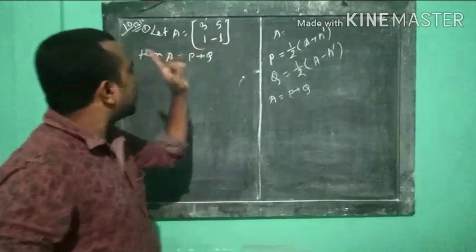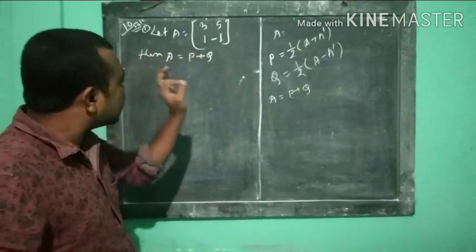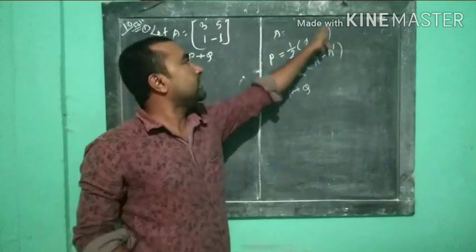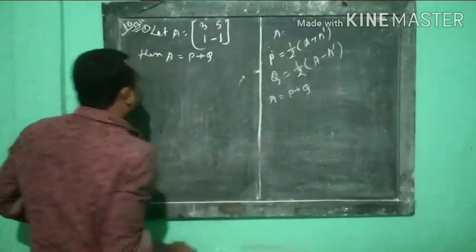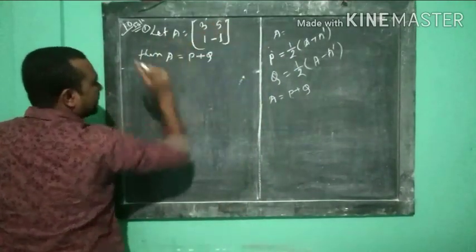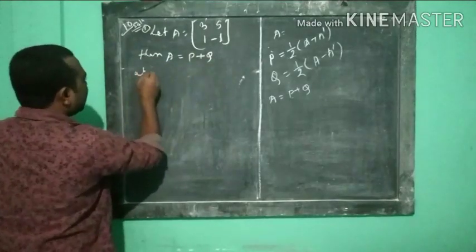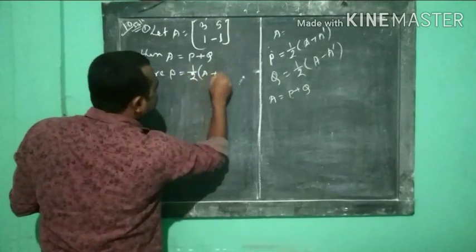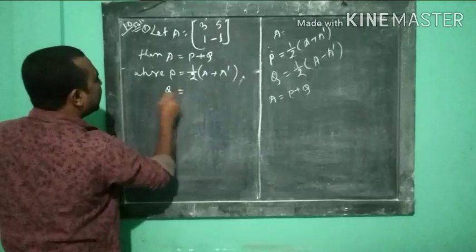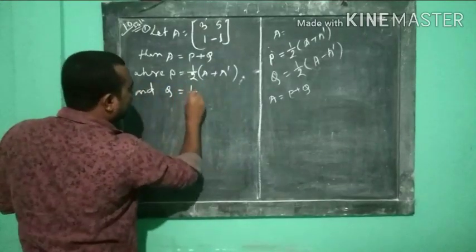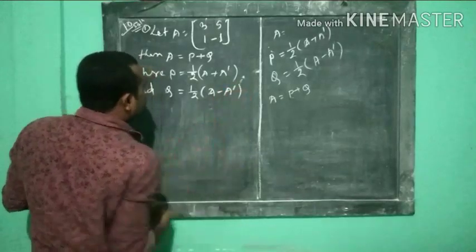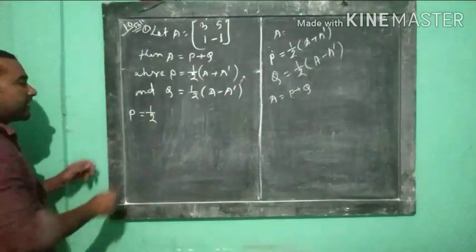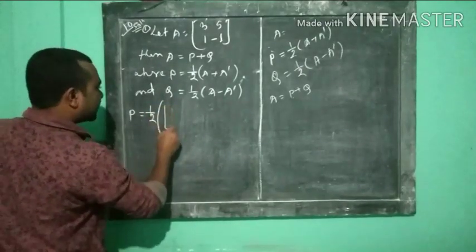To express any matrix A as a symmetric matrix and a skew symmetric matrix, we use this formula. So here, this is the given matrix, then A equals P plus Q, where P equals half of A plus A transpose and Q equals half of A minus A transpose. Now what is P? P equals half of A plus A transpose.